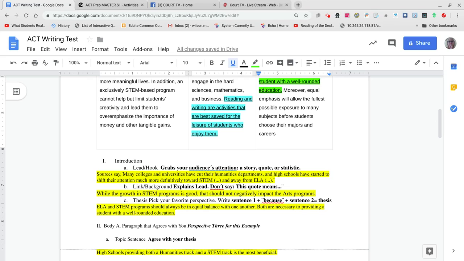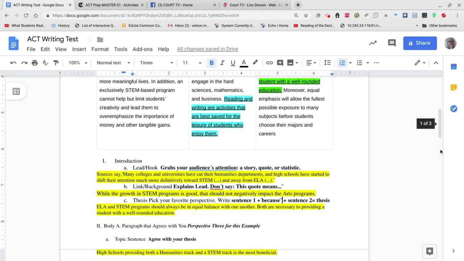Okay, so in the introduction, there is a lead, which some teachers call a hook. So I will include both lead and hook. Link, which some teachers call background, link and background. That just gives background or explains the lead. And the third thing is the thesis. That's the most important sentence in the essay. It's your purpose statement. So lead, link, and thesis. And I might say to you on the test, what is 1C? 1C is the thesis. Okay?